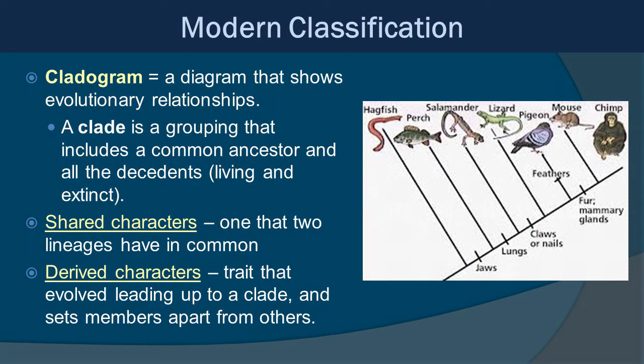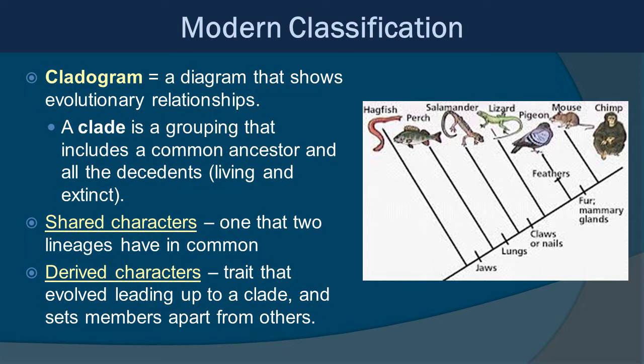Now, if you've ever seen a Tree of Life with everything connected, there's some rhyme and reason to that. We use things called cladograms, which is a diagram that shows evolutionary relationships, where each clade is a grouping that includes a common ancestor and all the descendants, living or extinct. Now we can also look at shared and derived characters. Now these are traits. If you look at the cladogram on the right, you'll see the chimp and the mouse at sort of the right end there.